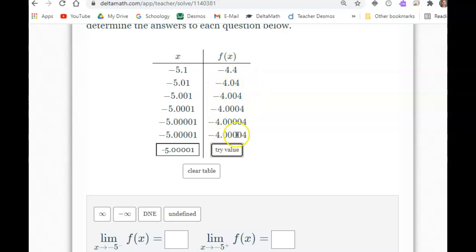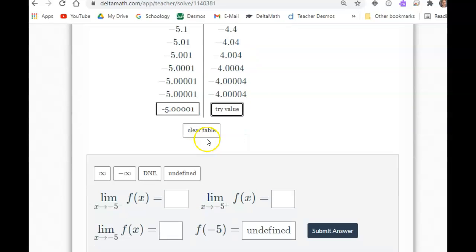And do you see the limit starting to form? The limit is the output. And what number am I getting close to? Well, we're getting close to negative 4 here. So I'll type negative 4 in.